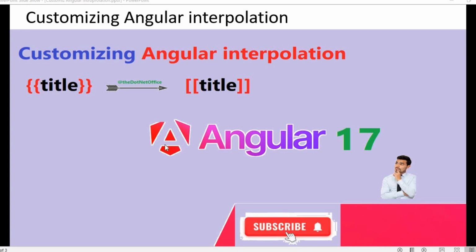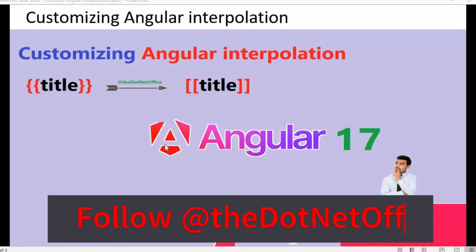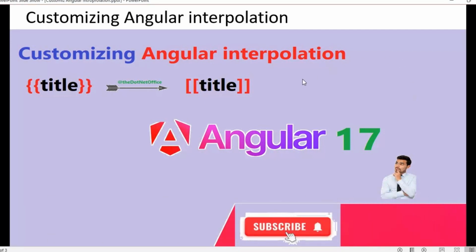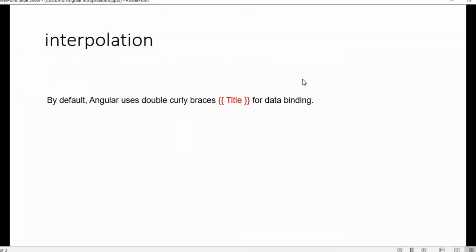In this video, we are going to discuss a new feature of Angular called customizing interpolation. By default, when we work with Angular, it uses double curly braces to embed data into the template. For example, if we want to show any data from the component side on the HTML side, then we use interpolation by using the curly braces, and inside that we put the variable name. So that we do for data binding to show the data in Angular.